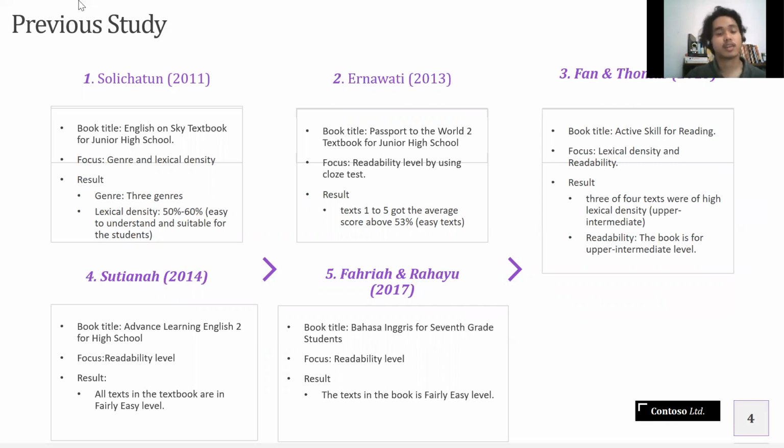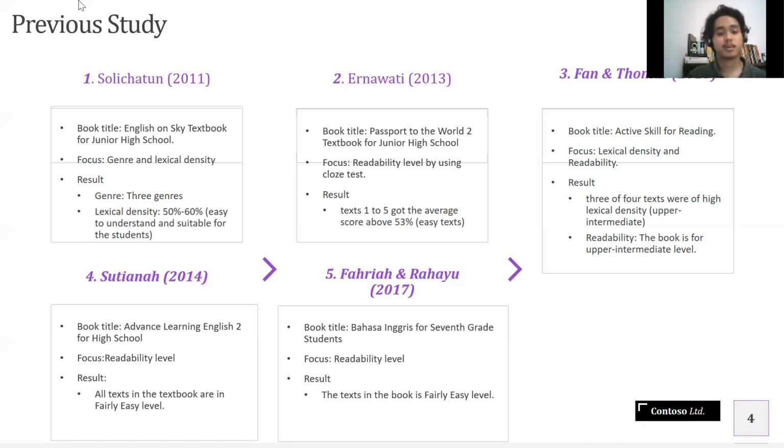Second, research was conducted by Ernawati in 2013. The scope of the research in analyzing the readability level of the reading text in Passport to the World 2 textbooks was by using closed tests for the second grade students of SMPN 3 Tangerang Selatan. And the third one is the research was conducted by Fan and Thomas in 2013.